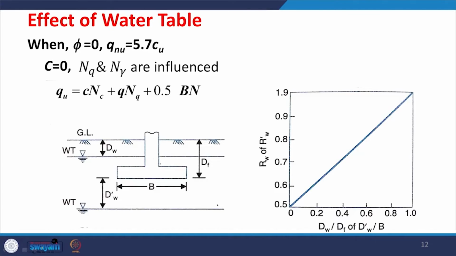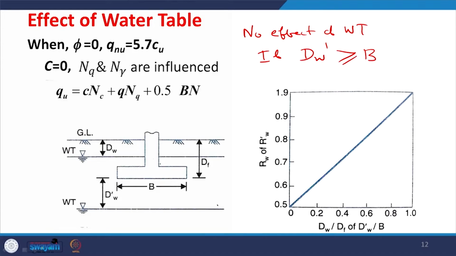and deep means this distance is more than B, that means from the ground level the total distance is Df plus B. So, in words, there is no effect of the water table if this dw dash shown in this figure is greater than or equal to B. That means if this distance is more than the width of the footing, then no correction is required. But as the water table rises up towards the ground level, we need to consider this effect, and how to consider it we are going to talk about.